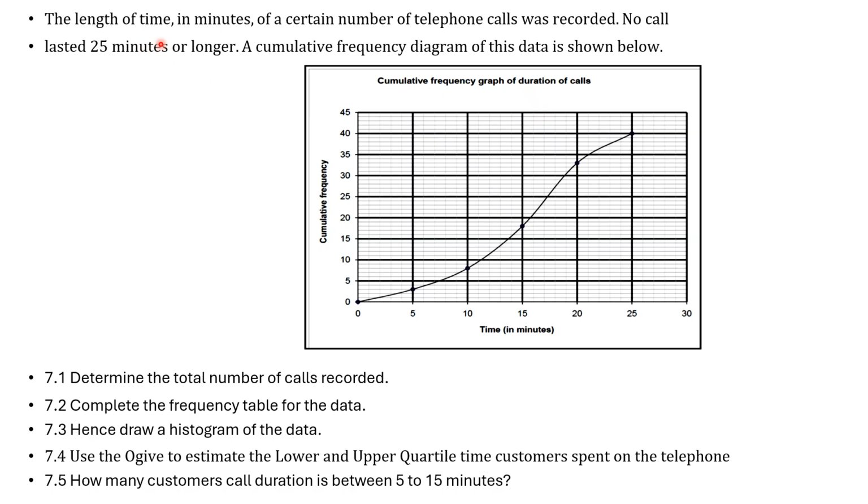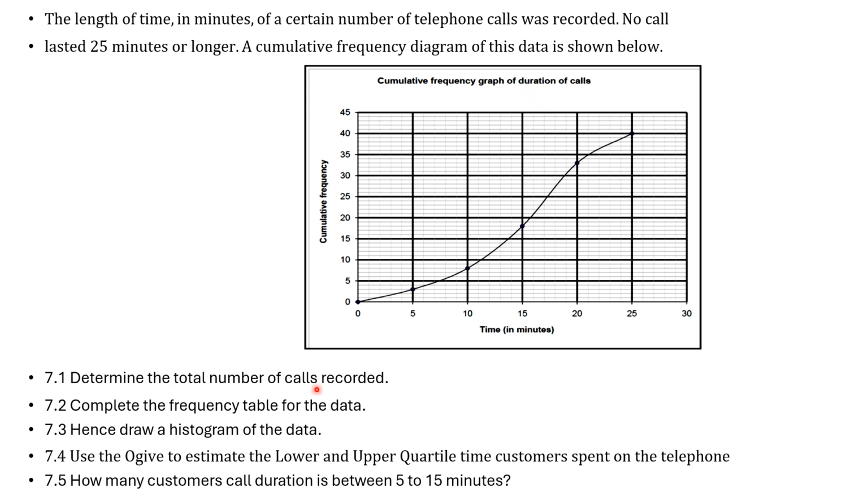Today's grade 11 lesson is on ogives, where the drawing is given and we must draw a histogram. The length of time in minutes a certain number of telephone calls was recorded. No call lasted 25 minutes or longer. A cumulative frequency diagram of this data is shown below. So there they've given us a diagram. Time in minutes went till 25 and the maximum cumulative frequency went to 40 people.